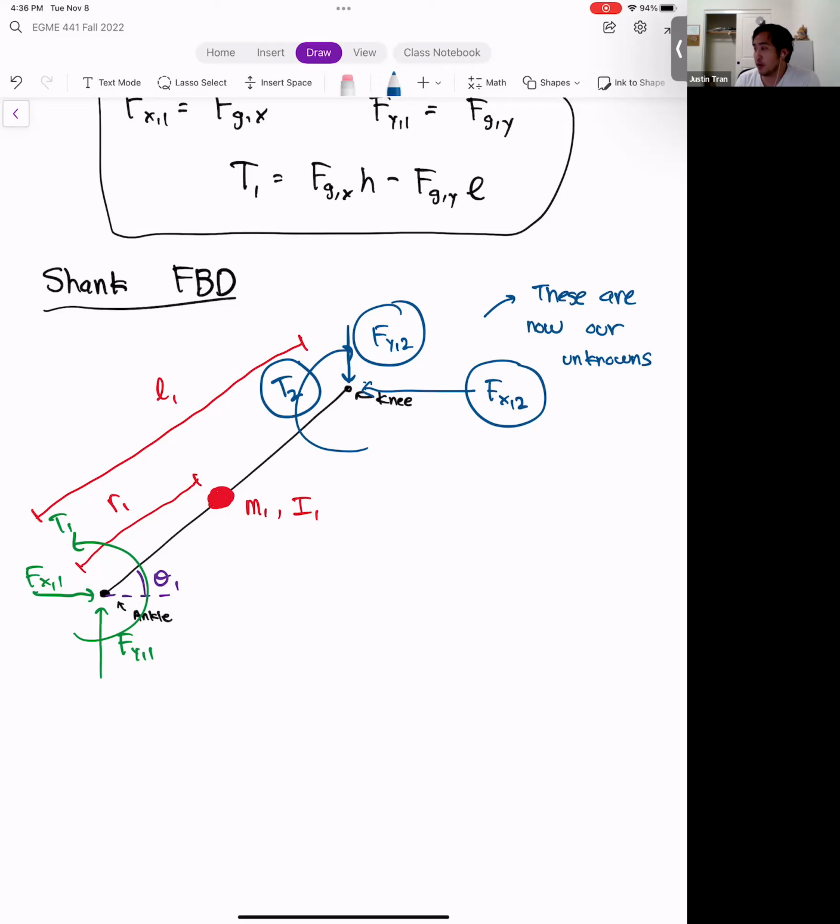Once again, we're going to form the equations of motion, use those equations to compute these unknowns, and then go from there. But before I do that, I want you to look at the reaction forces at the ankle joint. While it's true that we solved for fx1, fy1, and t1 in the previous part, I want you to look at the directions that we've chosen. fx1 is going to the right, fy1 is going up, t1 is going counterclockwise.